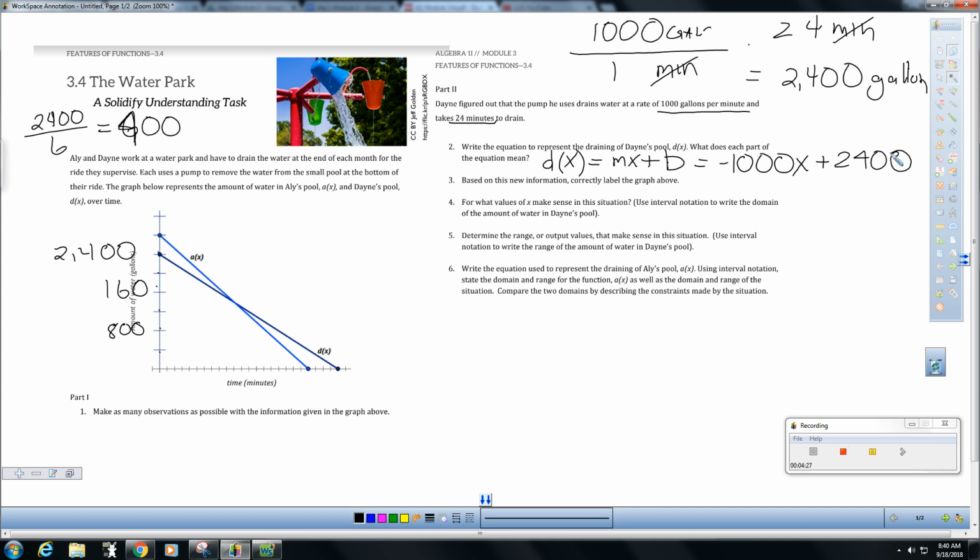All right, so we've done this side, and we know that it takes 24 minutes for Dane's to drain. So this is 24 because it's drained. How many we got? 1, 2, 3, 4, 5, 6, 7, 8, 9, 10, 11, 12. So it looks like each one of these is 1 minute.